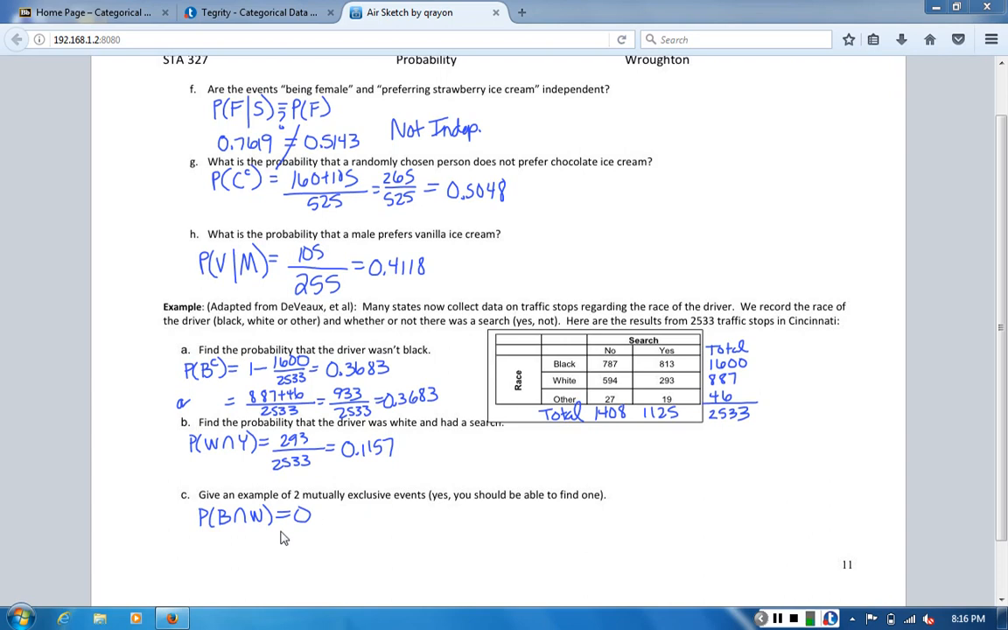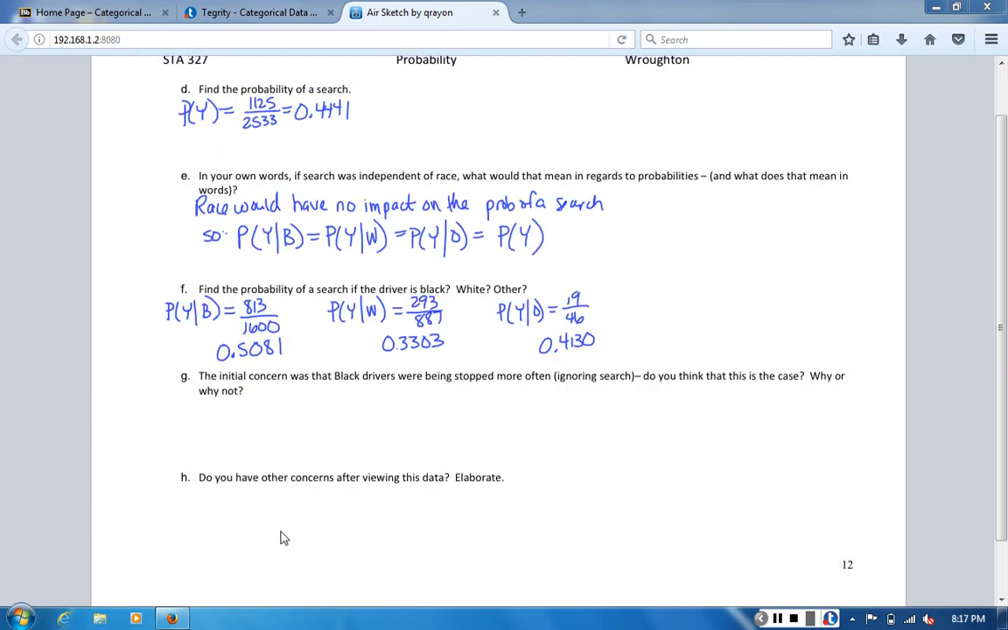When you come up with mutually exclusive events here, basically you can't be in two different rows or two different columns at the same time. So for my example, I said, well, you can't be both black and white, right? You have to be one or the other of the categories we had there. You also can't be searched and not searched, right? So those are mutually exclusive events. The probability of search is just the total number of searches over our total sample size here.